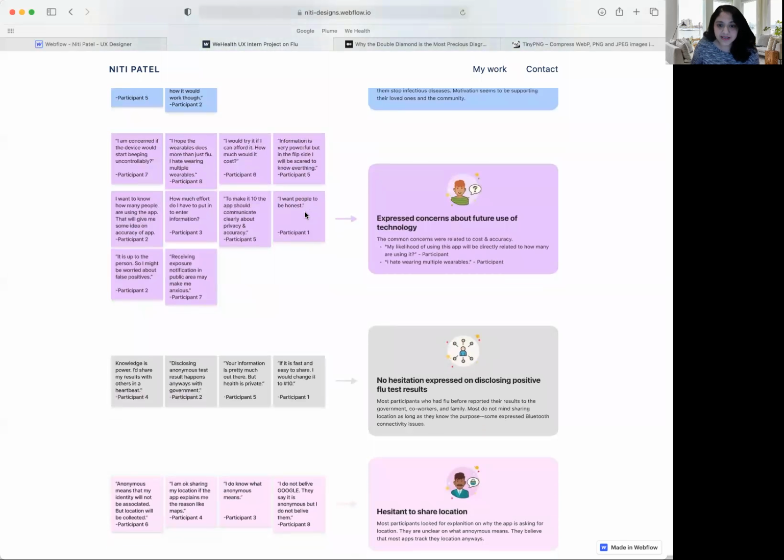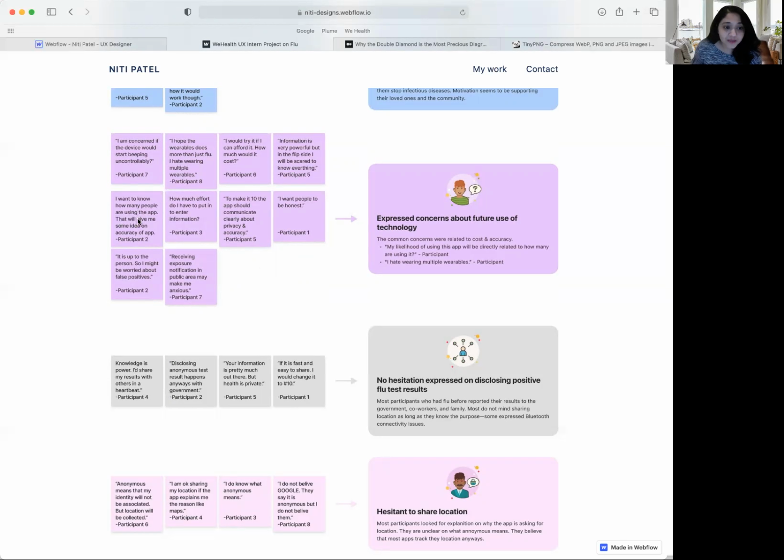Next insight says, express concerns about future use of technology. This was interesting to notice because they were imagining the product in their head. Since this was not evaluative research, but information is very powerful. But on the flip side, I will be scared to know everything. So I was sensing a little bit of anxiety there, but again, it would be interesting during evaluative research to see if they actually have these kind of anxiety or issues.